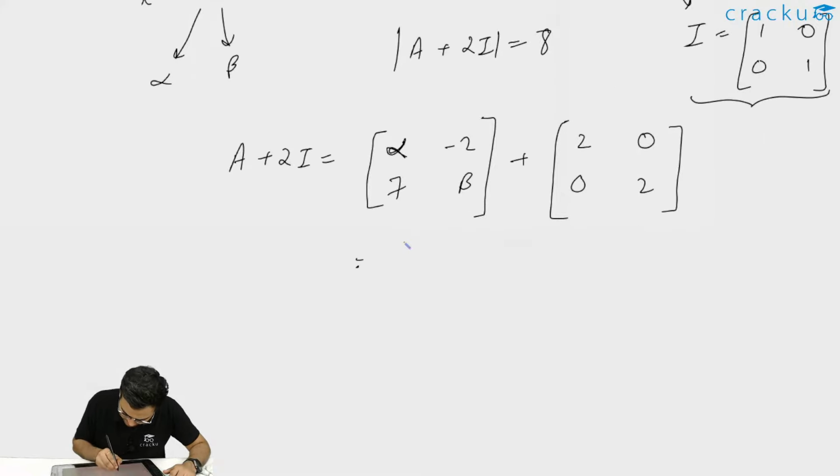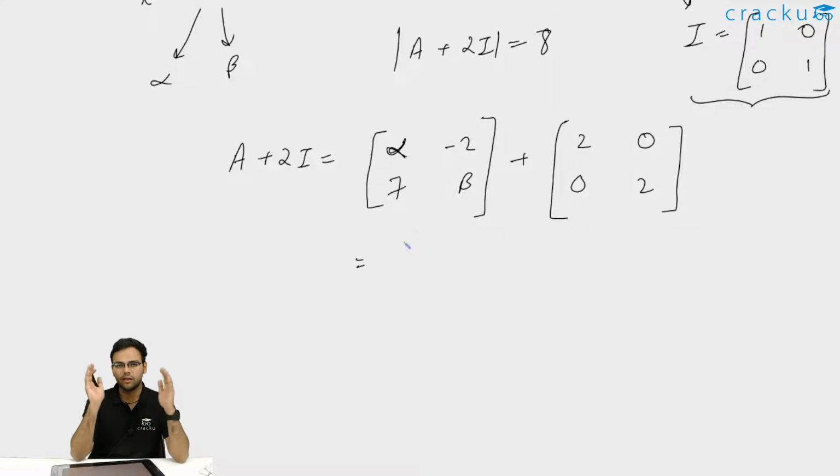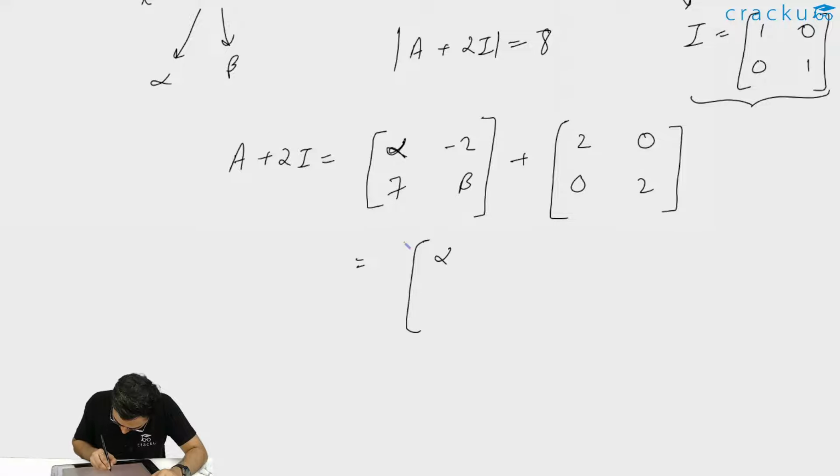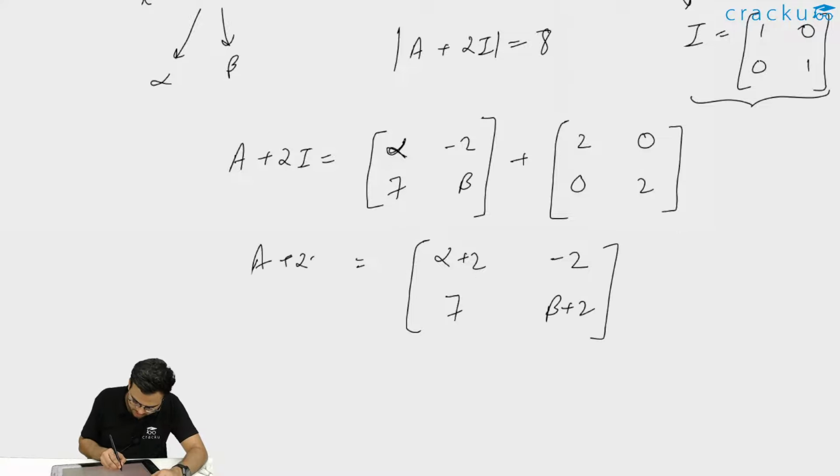So what exactly is A plus 2I? I have to add the corresponding elements, the similar process which we use for matrix addition. So this will be alpha plus 2, then minus 2 plus 0 is minus 2, 7 plus 0 is 7 and this is beta plus 2. So A plus 2I is this matrix. Let's say I am assuming it as C.